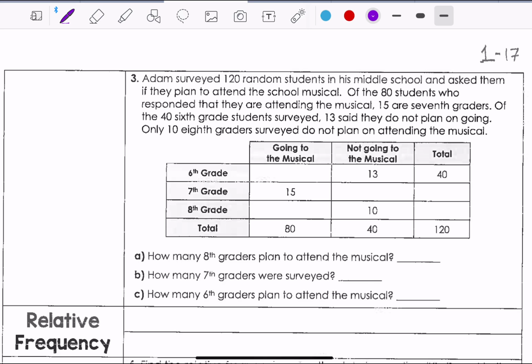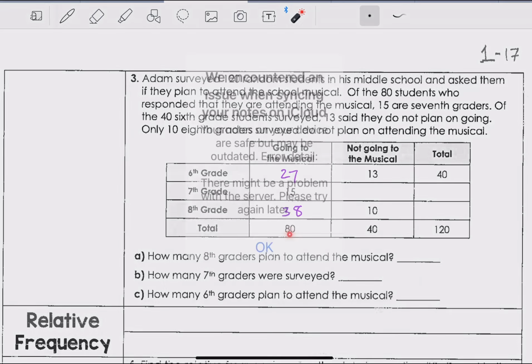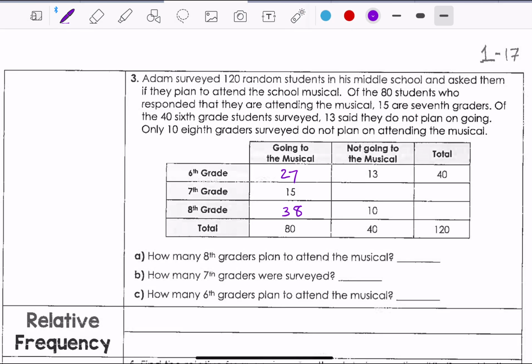So 40 minus 13 is 27. If I look at the first column, there's 80 students going to the musical. I have 27 and 15. That's 42 students. So I need 38 more to get to 80. So these three numbers added together are going to equal 80. If I look at the second column, not going to the musical, I have 13 and 10 is 23, and I need 17 more to get to a total of 40.